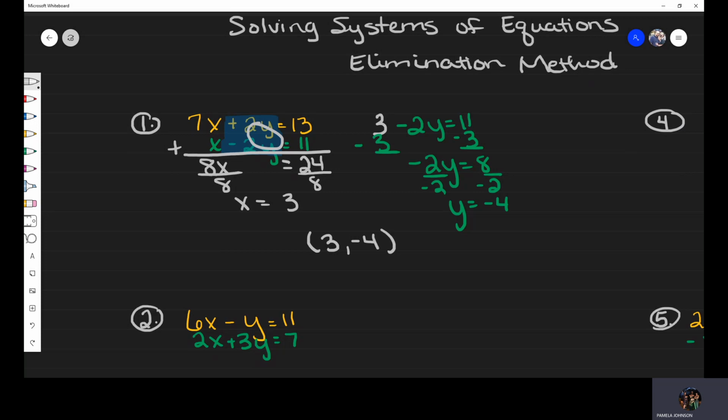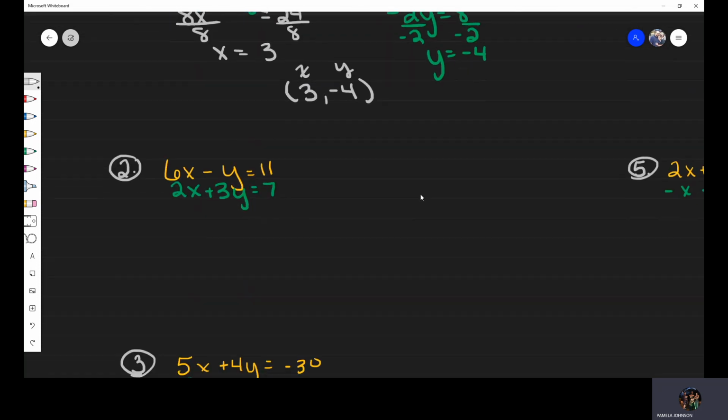When we write our solution, it's always in x, y order. Even if we solve and get y first, in the solution point, it will always come second. Okay? So this was an example of a system where we could just straight up add our two equations together.